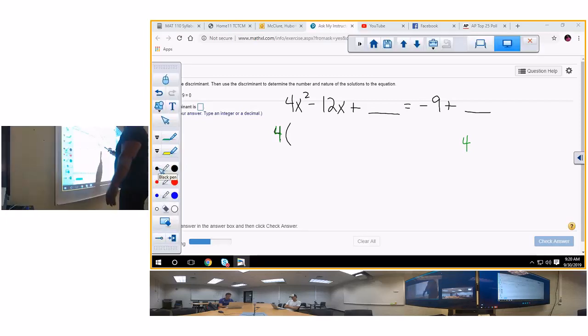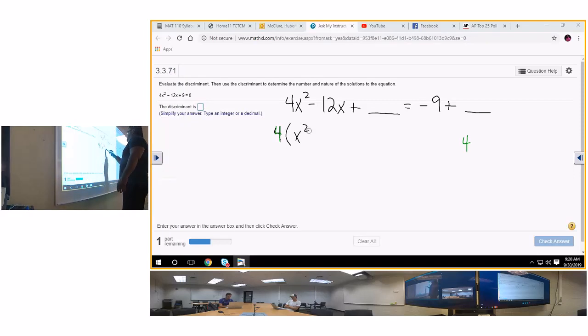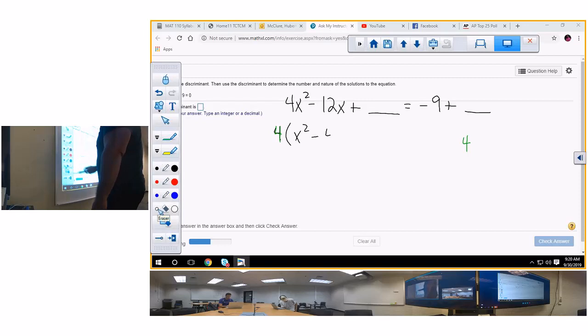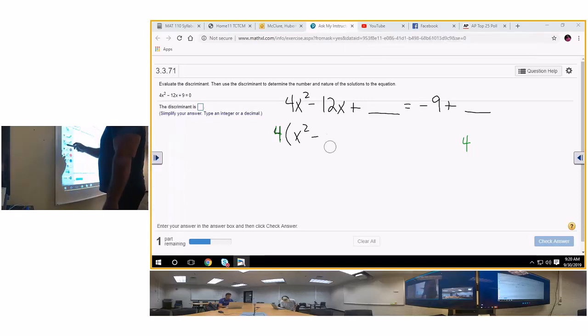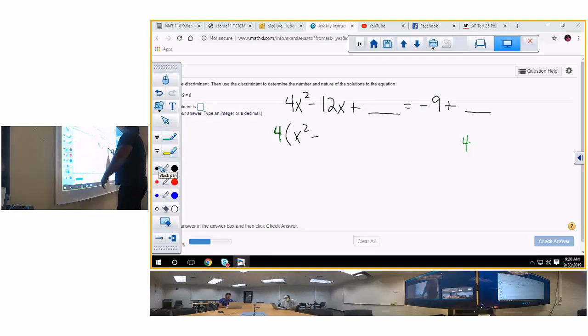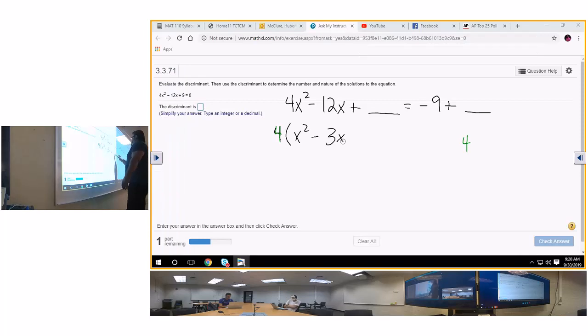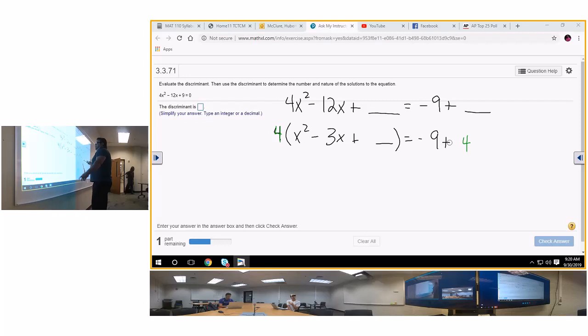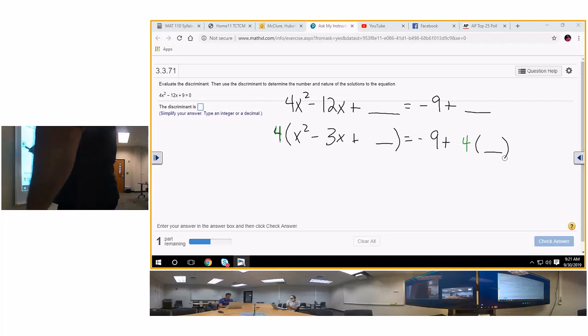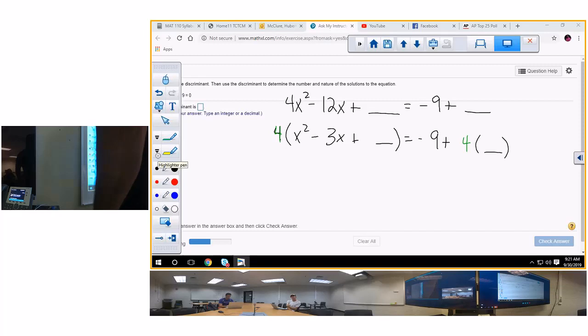So that'll be x squared minus 3x plus blank is equal to negative 9 plus 4 times blank. Now go ahead and complete the square. I'm going to let y'all complete the square.